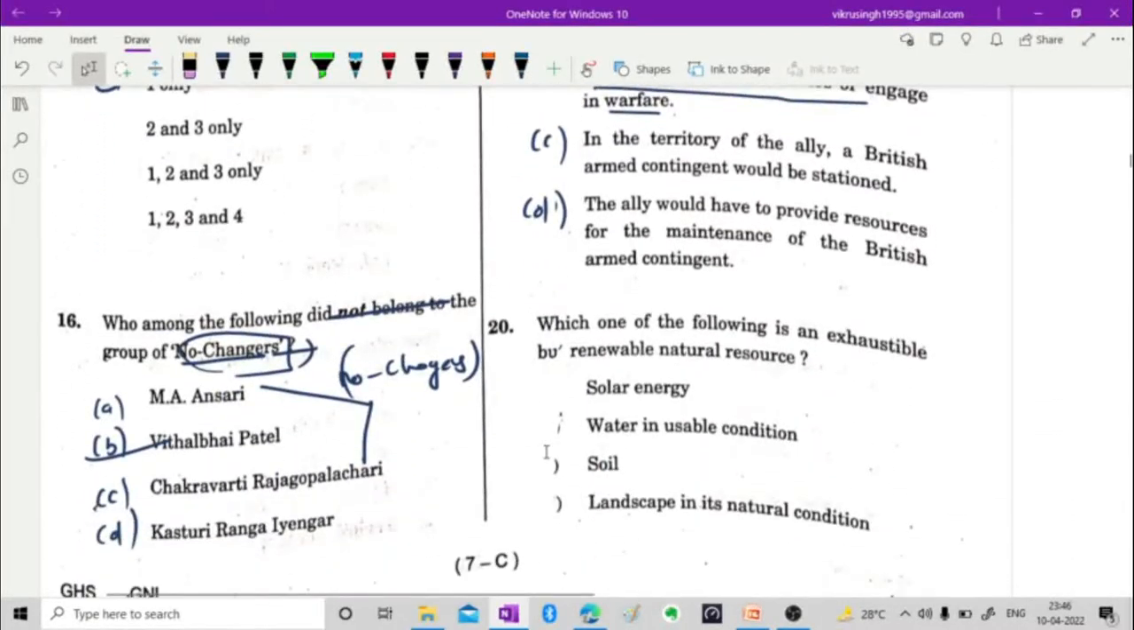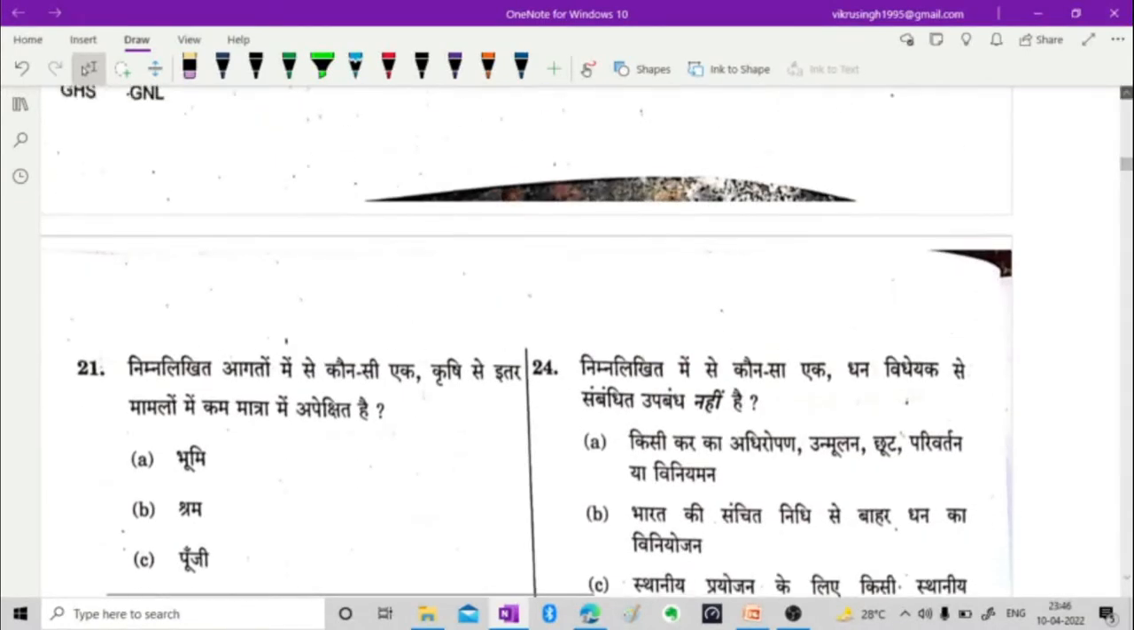Question number 20 says, which one of the following is an exhaustible but renewable natural resource. So what is the exhaustible and renewable? It is solar energy. Very easy question from general science.